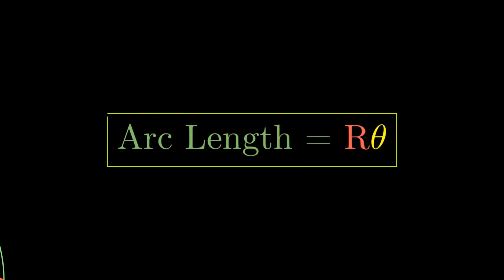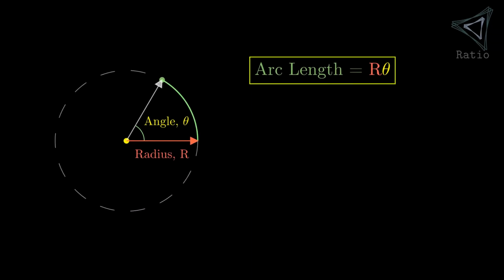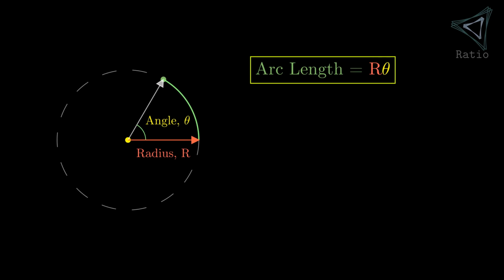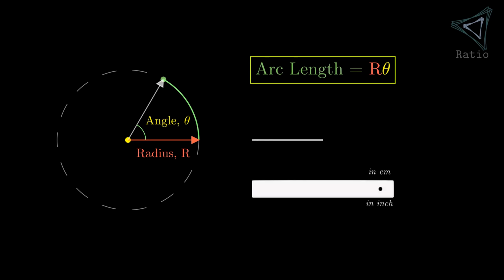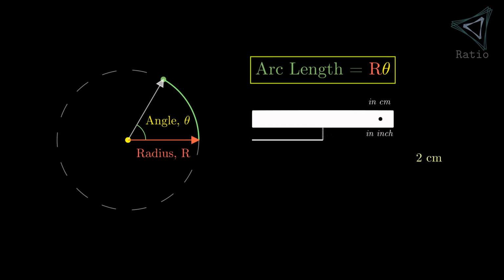Simple enough? But here's the catch. The angle theta is not ordinary. It's not in degrees, but in radians. What's that? If you are given a line, you can find the length of the line both in inch and centimeter using a ruler. Similarly, for a given angle, you can measure it both in degrees and radians.